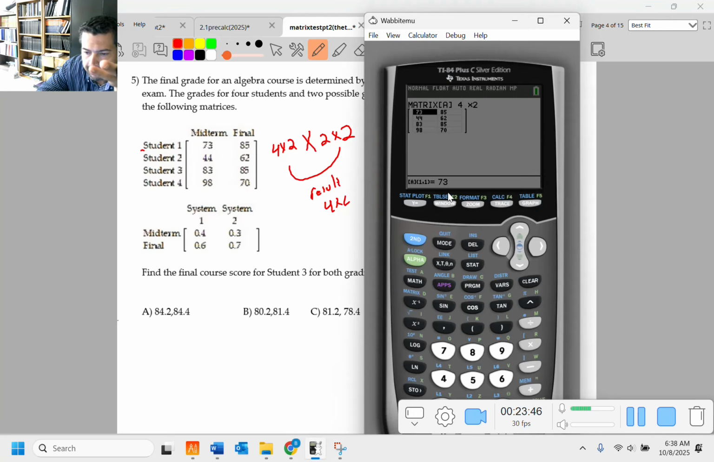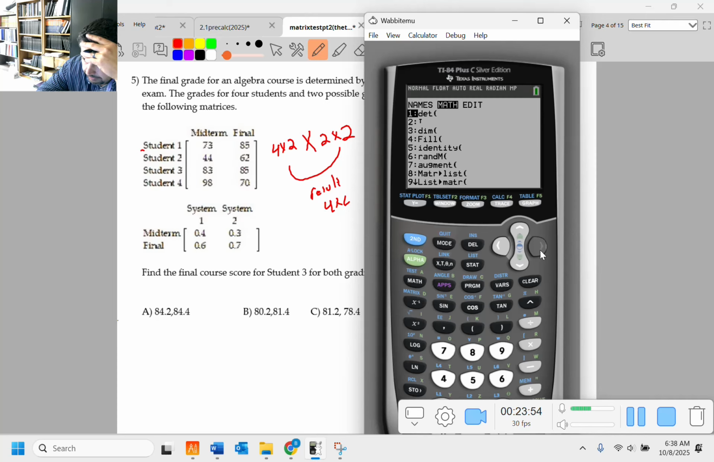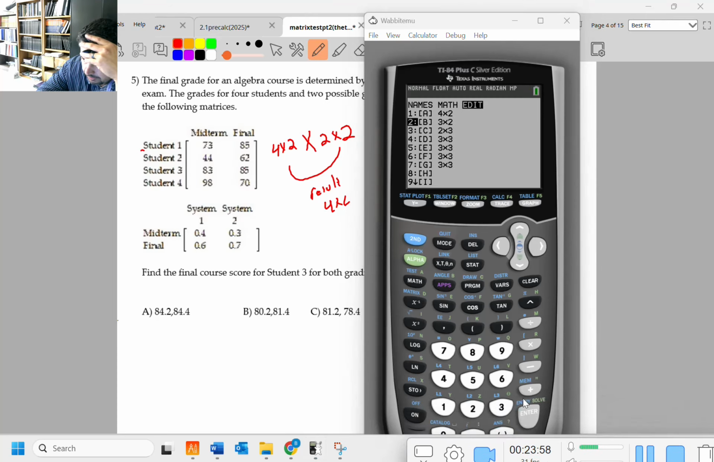Now I've already loaded matrix A in my calculator. I have yet to load matrix B, so I'm going to quit. Second matrix, scrolling over to edit, scrolling down to B. Need to hide this. And if you look at B, B is a 2x2, right? It's got 2 rows, 2 columns.